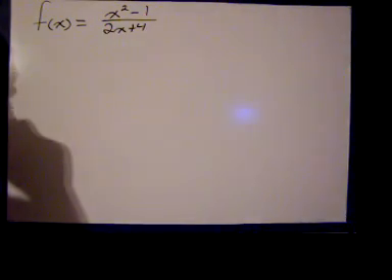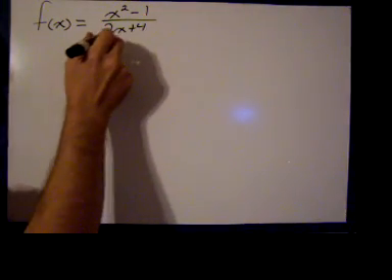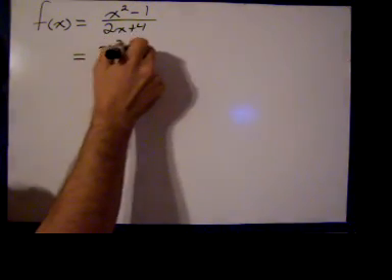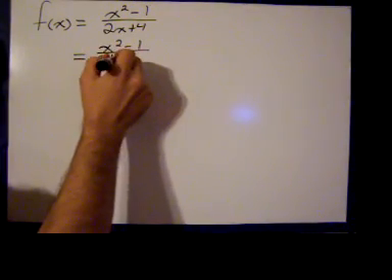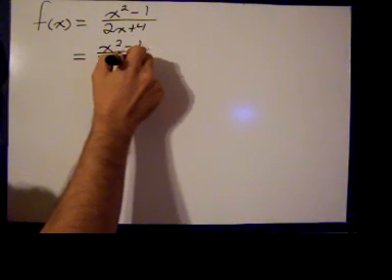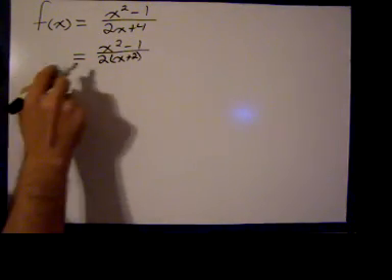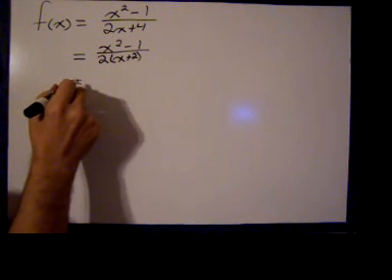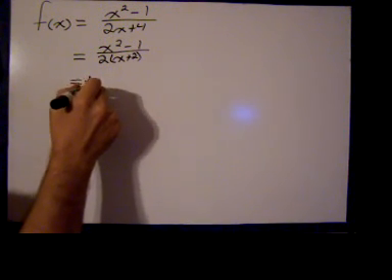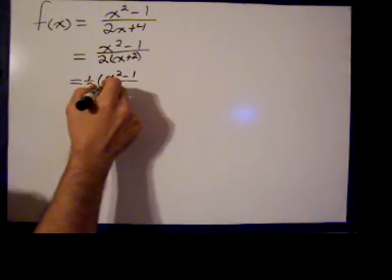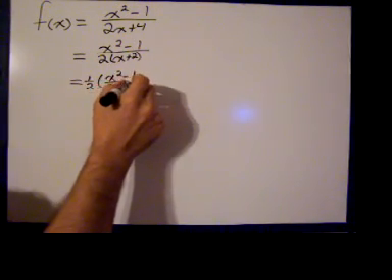The first thing I want to do to this function is factor out a 2 from the denominator. I want to rewrite it as 2 times x plus 2. Now I want to move the 1/2 out in front of the expression and give x squared minus 1 over x plus 2.